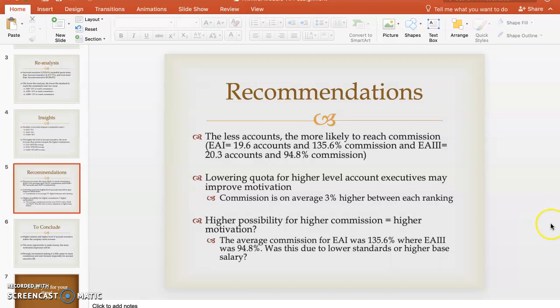So we have to ask, will the higher possibility for higher commission lead to higher motivation? The average commission for account executive 1 was 135%, where account executive 3 was 94%. Was this due to lower standards or higher base pay? Uncertain, we would have to talk to each account executive level to determine.